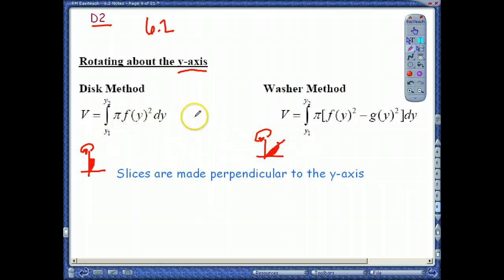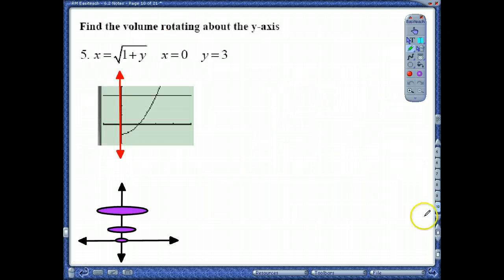Now when we are rotating about the y-axis, you're going to make your slices perpendicular to the y-axis. So you're going to be making your slices this way. So when you're thinking about your washer method, this is going to be the right function. This is going to be the left function. Just like when you did area, you were looking from right to left. Okay, so let's get right into our first example.